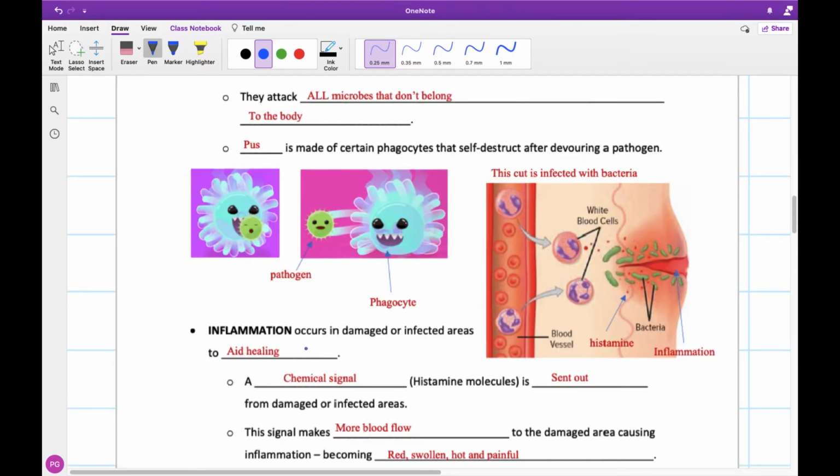Now, if you've ever gotten a cut or any other sort of injury, you might have noticed some inflammation, which is something that happens in damaged or infected areas that aids healing.